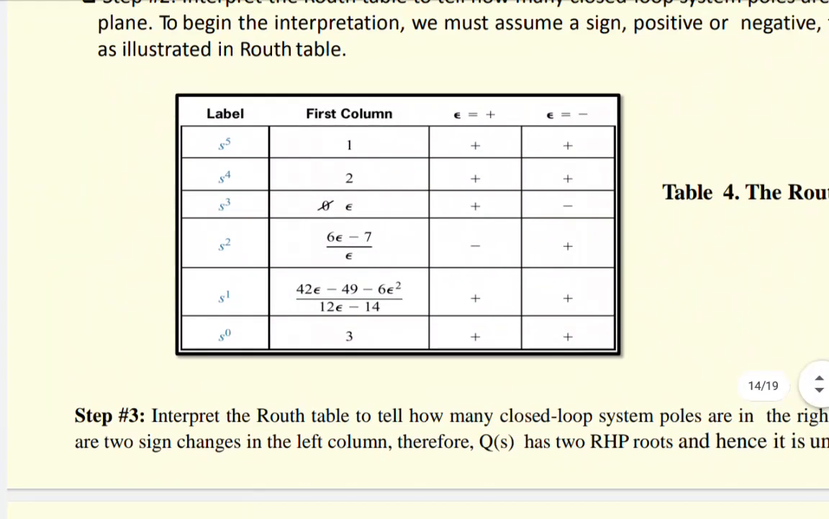Now at first I will take epsilon positive, then epsilon negative. The first two rows are not affected by epsilon's sign. The s cube row is positive when epsilon is positive and negative when epsilon is negative. The s square row is negative when epsilon is positive and positive when epsilon is negative. The s to the power 1 row is positive in both cases. Then s to the power 0, because there is no epsilon term, remains positive whether epsilon is positive or negative. So that is the actual inference.